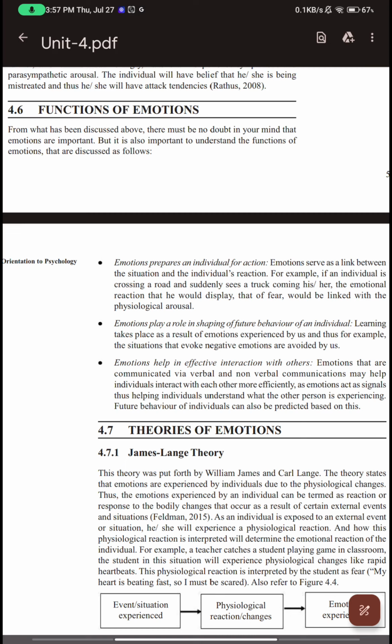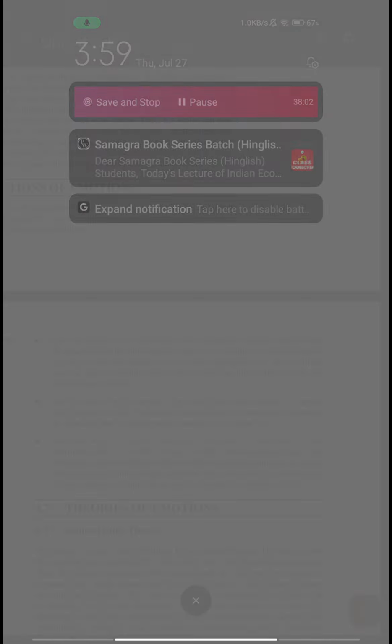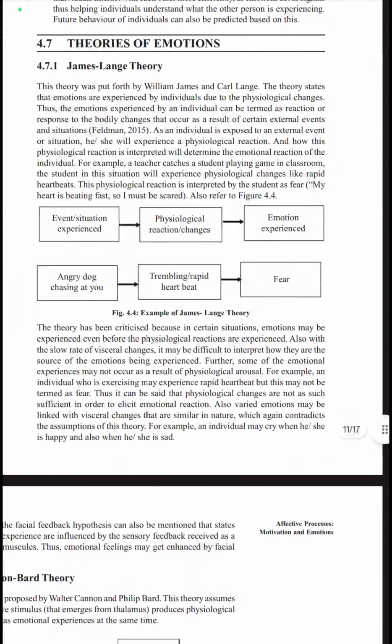So now we'll move on to our theories of emotion. Okay, so now back to our theories of emotions. First is the James Lange theory. So the James Lange theory, what is it about? I'm not reading from the book, I'll read from my own text. So you can read the book obviously, but I'll be explaining from my own text.